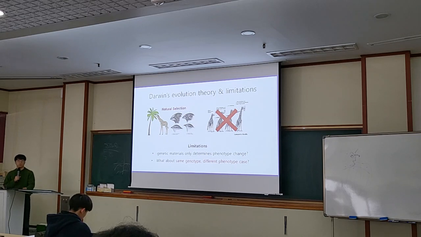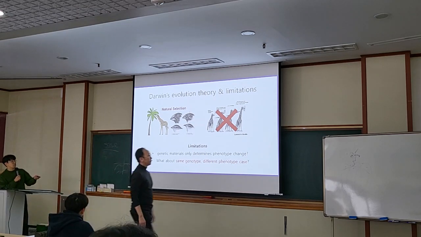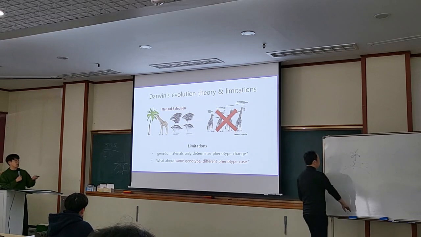And according to this theory, Lamarck's use and disuse theory seems not to be a good theory. However, Darwin's theory has critical limitations. It's shown like this. We can ask these kinds of questions.